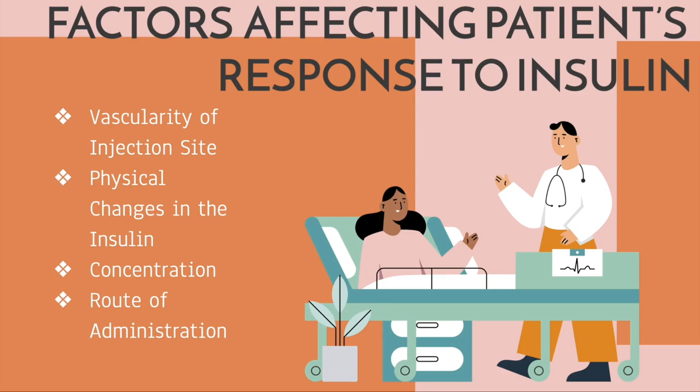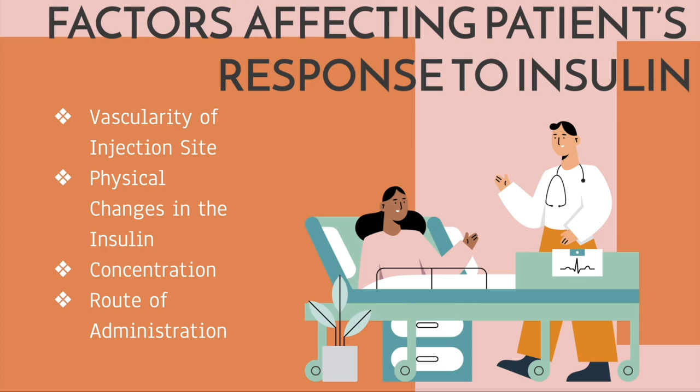The last sub-objective for objective number 3 is to discuss the factors affecting patients' response to insulin. These are the factors. Number 1, vascularity of injection site. Number 2, physical changes in the insulin. Number 3, concentration of the insulin. And number 4 is the route of administration.